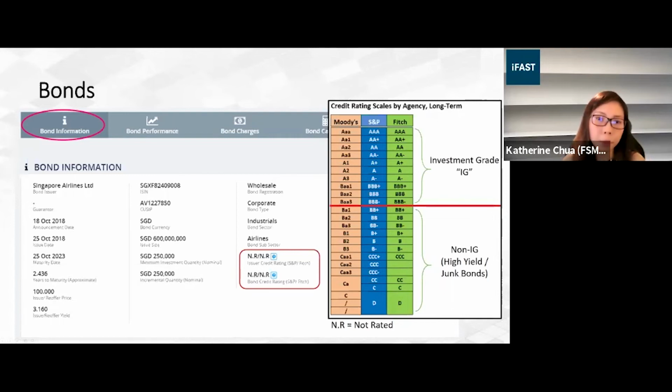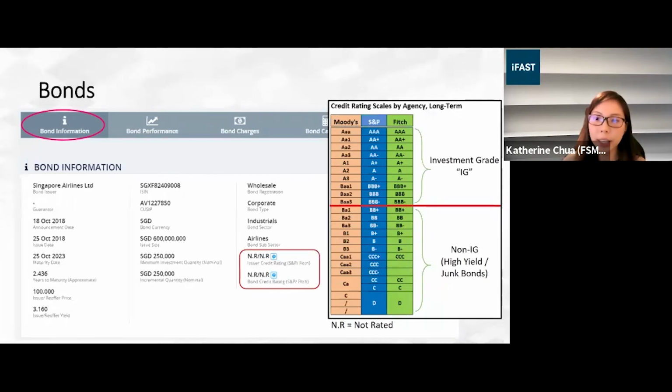Yeah, because a very poor rating, like if you get a single B or a triple C, also means that it's a higher borrowing cost for them. So, for instance, SIA, Suntec, Starhub, Sembcorp, OUE, Gol Land, all these are actually not rated at all. So you will see NR on the issuer on the bond's credit rating.